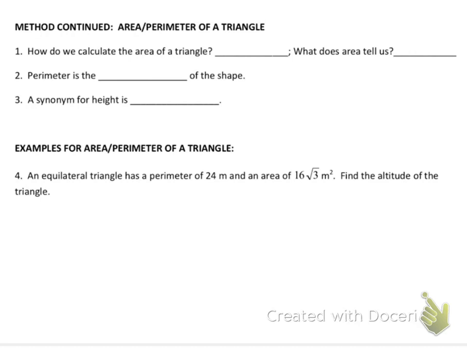How do we calculate the area of a triangle? I think we all should know this. 1/2 base times height. Good. Sometimes people like to do base times height and divide by 2. That's fine. And what does the area tell us?